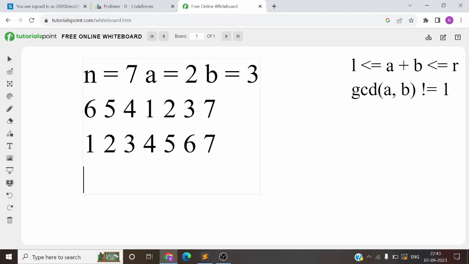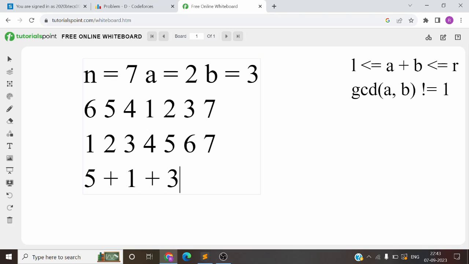Now, what is the first index which is divisible by 2? It is 2. What is the value over there? 5. So we will add 5. Now, what is the next index? It is 4, right? What is the value there? It is 1. So we will add 1.